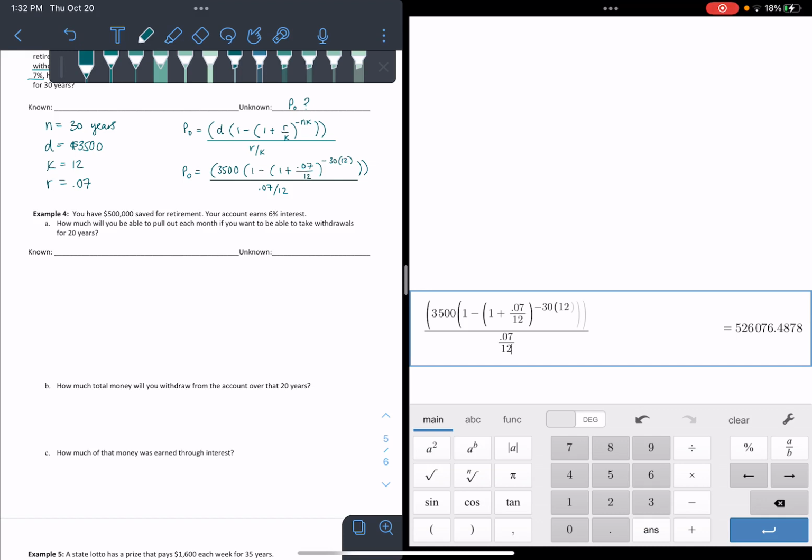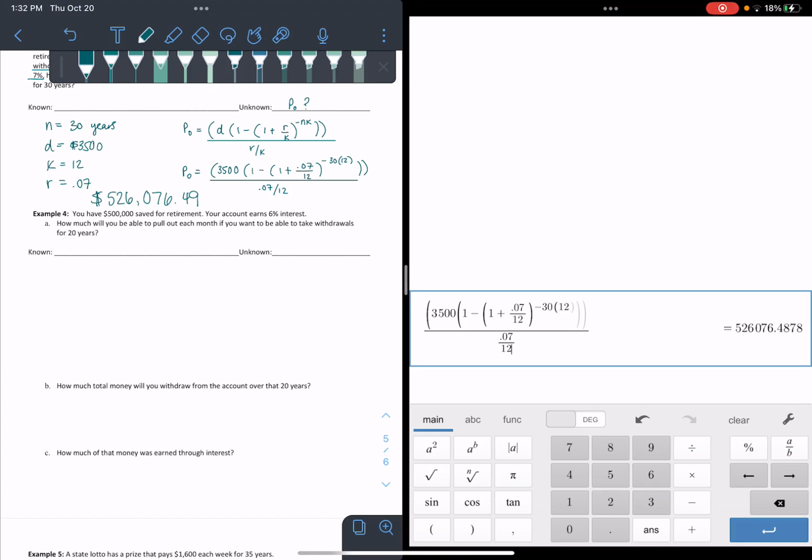So the final answer is $526,076.49. As I always mention, enter this into the calculator all at once. Please do not do parts. Parts will lead to inaccurate answers.